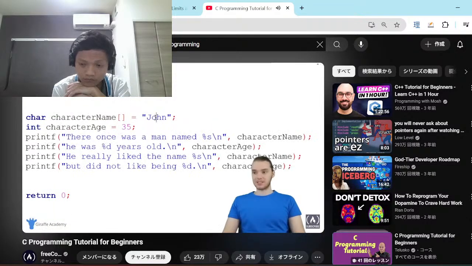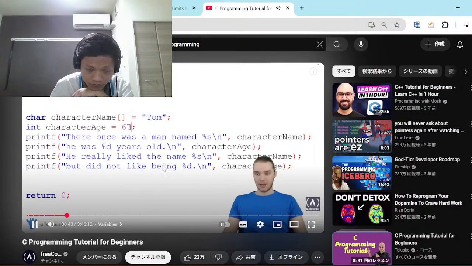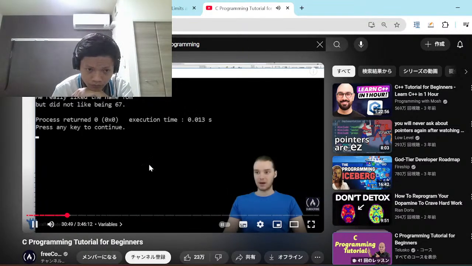What's cool about variables is I can come up here, and let's say I wanted to modify the character's age. All I would have to do is modify it in this one spot. So we can change the character's name to like Tom, and we can also change their age to like 67. Now when I run my program, all of that's going to get updated in the story. So now it's using the name Tom and the age of 67.